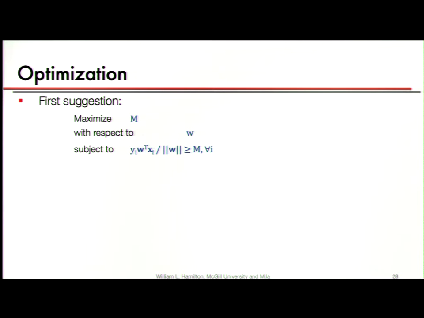So the idea here is that what we're trying to maximize is our margin. We want all of our points to be at least this distance away from the decision boundary. So we're trying to maximize that term by fiddling around with our parameter vector. But we always need to satisfy these constraints. So this is an optimization problem.